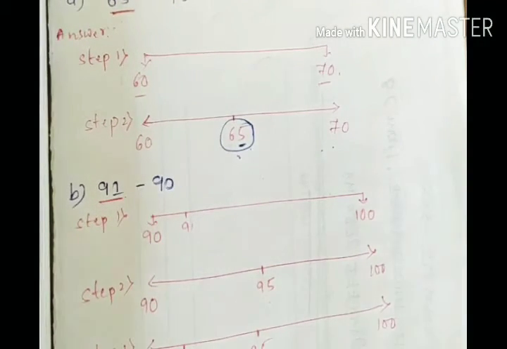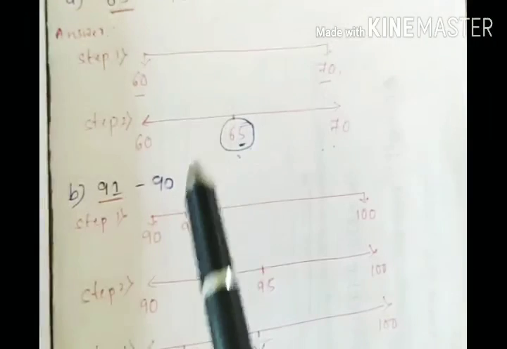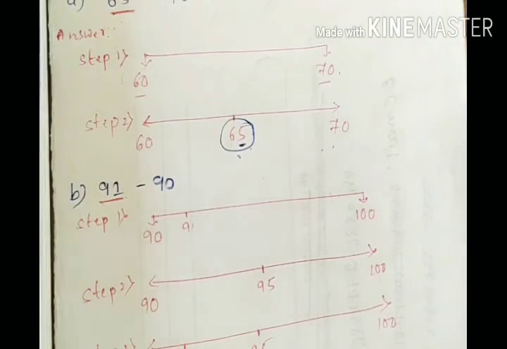I think you are understanding this concept clearly. There is no doubt, I think. And in this way, try to solve all the given problems in the textbook exercise. This is for rounding to the nearest 10, and the same way you have to follow for rounding to the nearest 100. I will show you, don't worry. Just the same process, the same method. Okay, right.